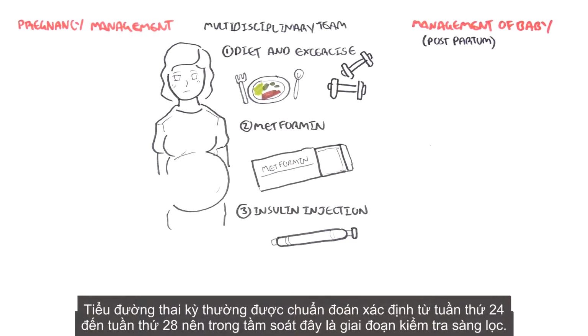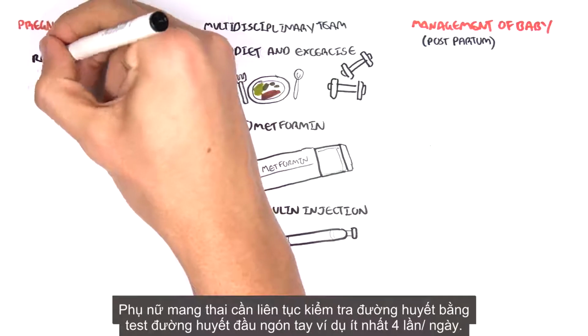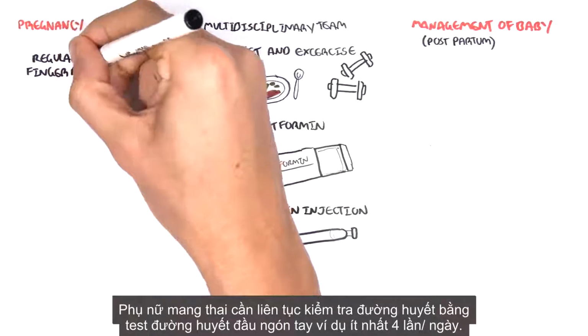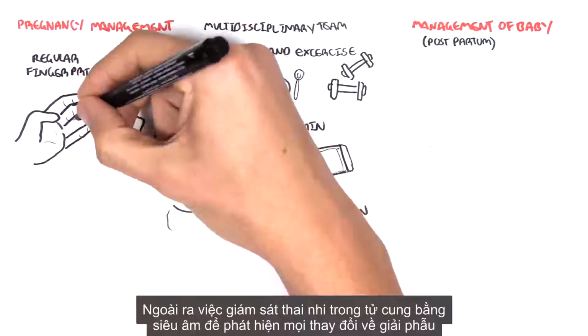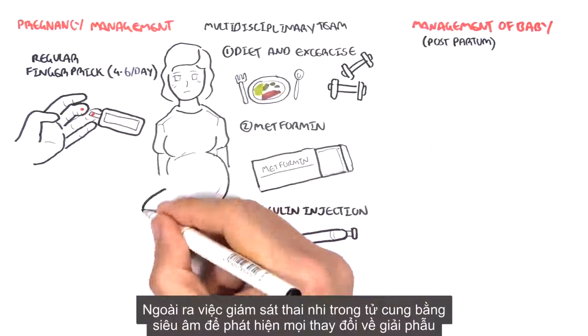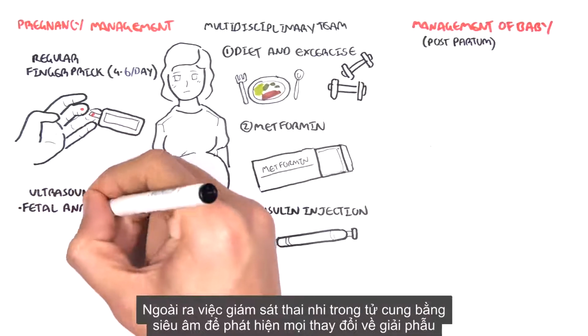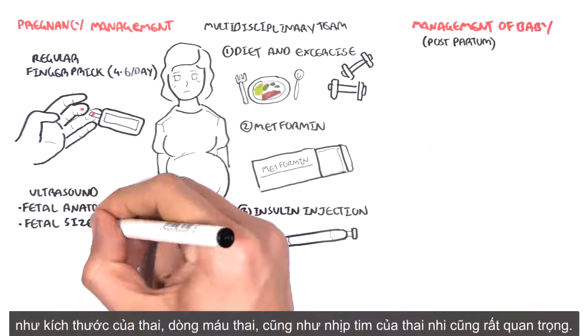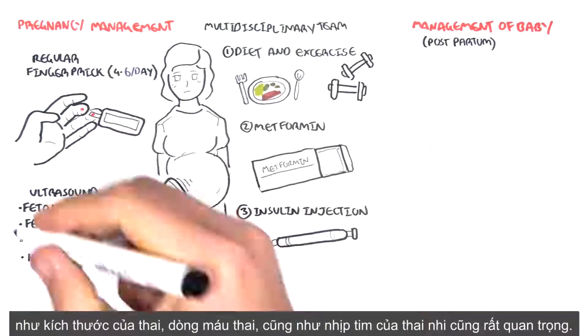During this period of managing gestational diabetes, which again is diagnosed roughly between 24 to 28 weeks, which is a screening process, the pregnant woman needs to continuously monitor their blood glucose with a finger prick test, for example, at least 4 times a day. Further, it is important to monitor the fetus inside the uterus using an ultrasound to detect any anatomical changes, to check for fetal size, to check for fetal blood flow, and also checking the fetal heart rate.